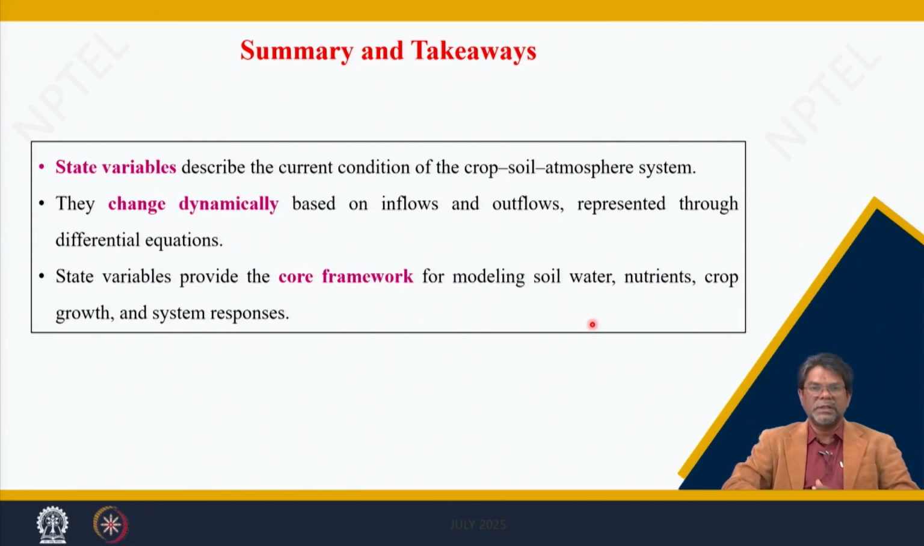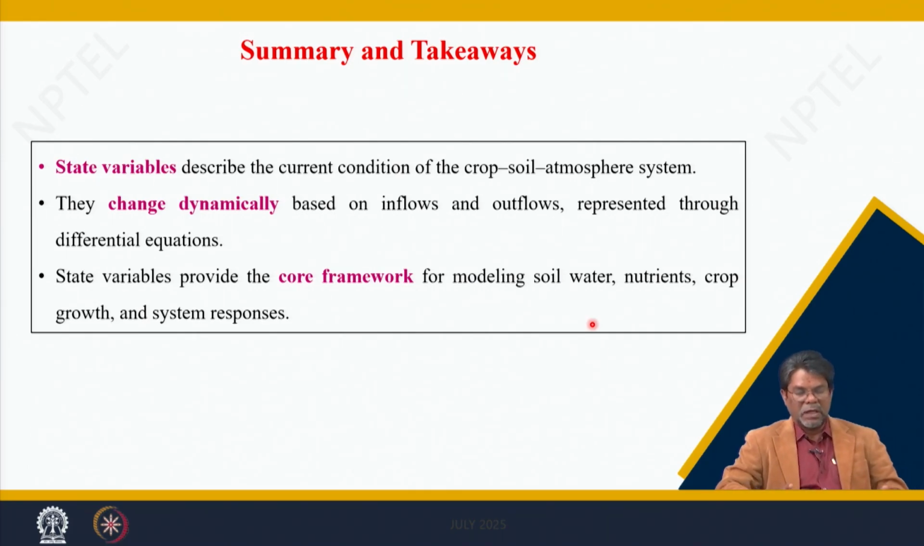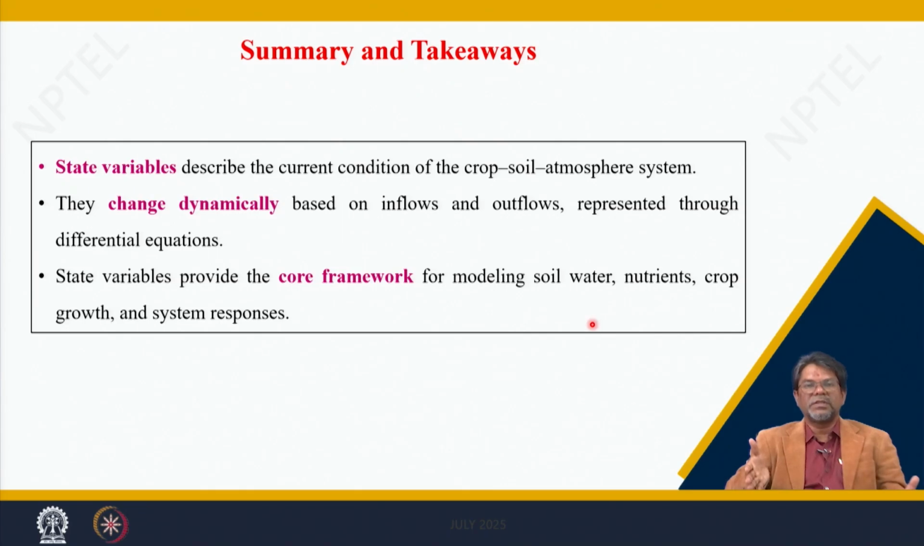In brief, the state variables describe the current conditions of the crop, soil and atmospheric systems, and they change dynamically based on inflows and outflows represented through differential equations. State variables provide the core framework for modeling soil water, nutrients, crop growth and system response. The point here is that using these compartment model symbols, we visualize the input-output relationship, how the flow occurs, inflow and outflow, and there is accumulation.